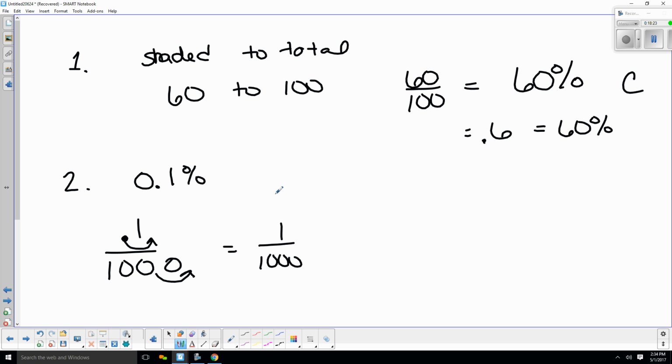Now, the other thing you can do is you can change this percent to a decimal by moving it 2 places to the left. So this becomes 0.001. Okay? Now you're going to put this over the place value, and so what place value is the 3rd place? It's 1,000ths. So you're going to put 1 over 1,000.